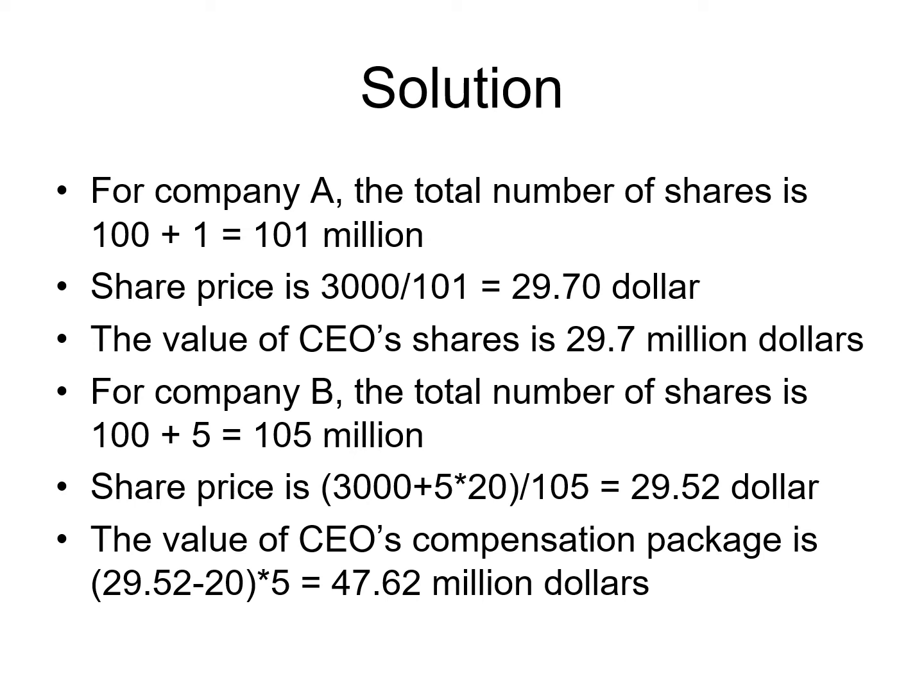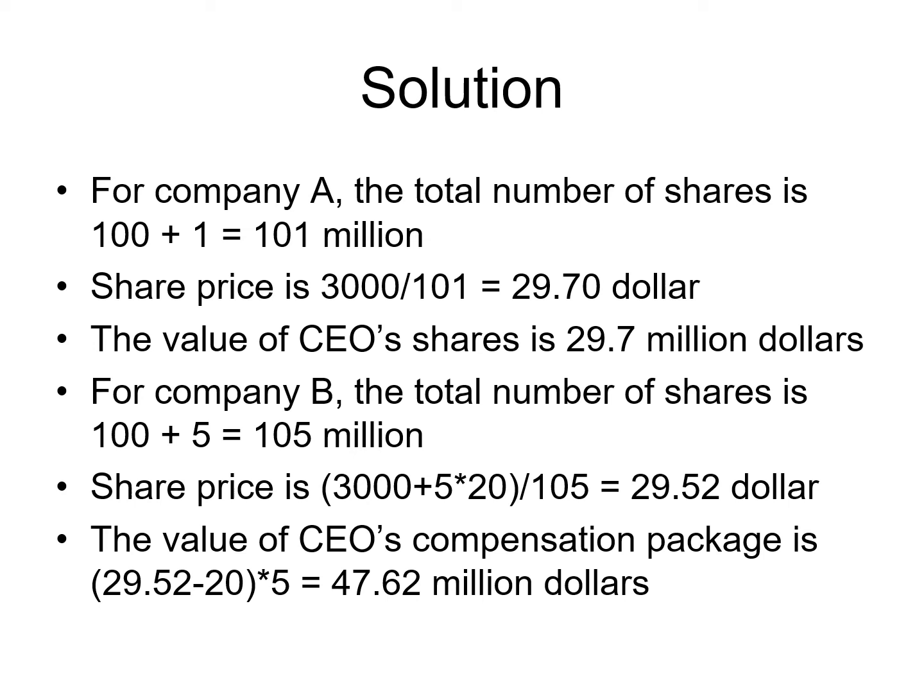For company A, the total number of shares is 100 plus 1, which is equal to 101 million. Share price is 3,000 million assets divided by 101 million shares, equal to $29.7. The value of the CEO's share is $29.7 million because he has 1 million shares.